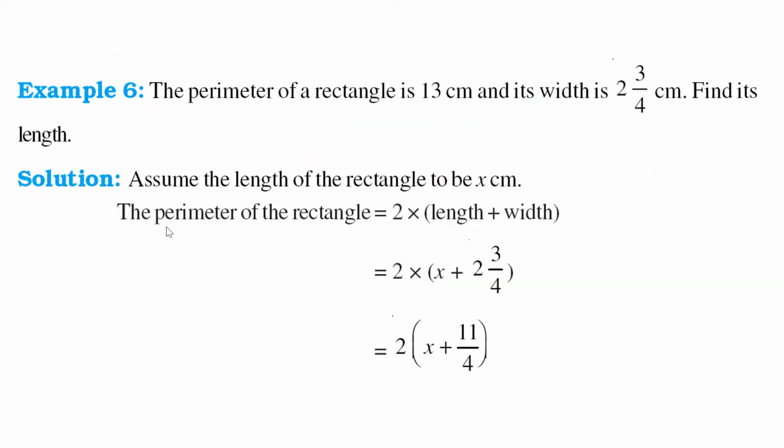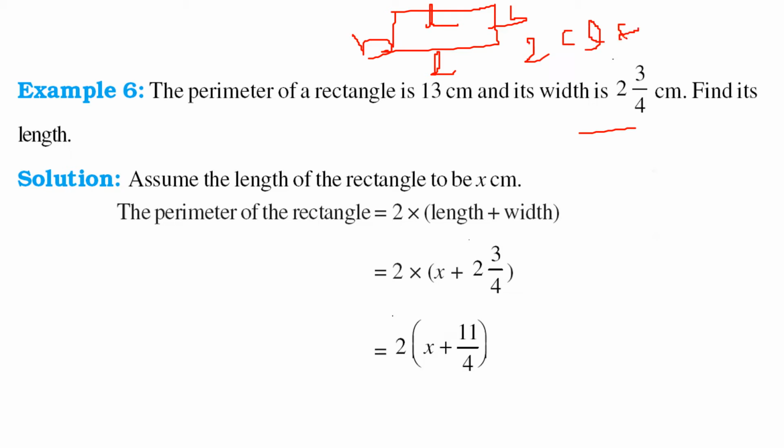The perimeter of a rectangle is 13 cm and the width is this. Find its length. The perimeter is nothing but, when we talk about a rectangle, this is length, this will also be length, this is b, this is b. So 2 into L plus b is the perimeter, and it is given as 13 cm.